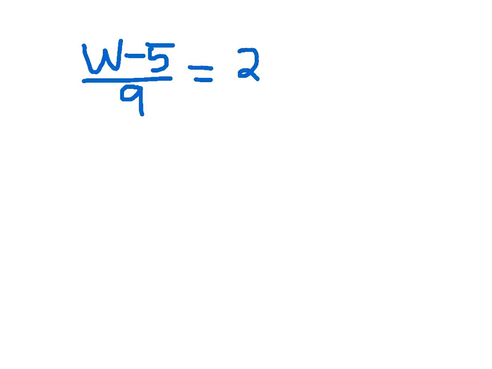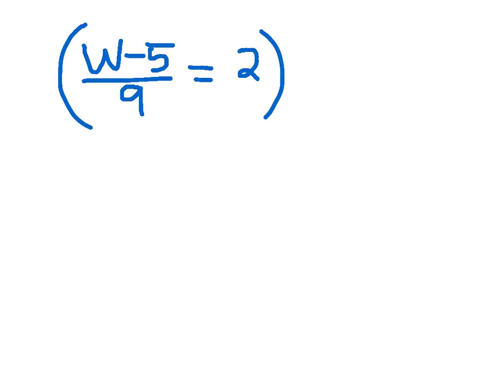Another form of a two-step equation that you really haven't seen much of in the past, if at all, is when it starts out looking like this. The expression w minus 5 divided by 9 equals 2. In this situation, since the fraction bar really is a grouping symbol, we need to make sure that we get rid of this 9 first.